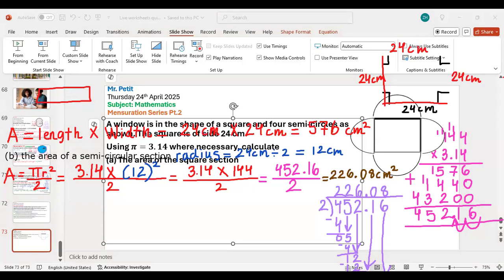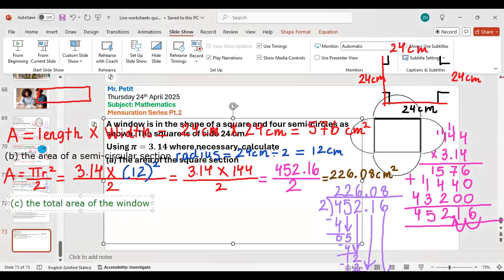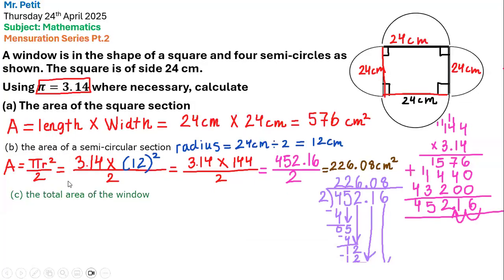The total area of the window. It's going to be the final question, C. We want to figure out what is the total area of the window. When we say total, what does that mean? Everything together. Like, no, I mean what operation? It's a hint for something. Addition. Very good. So when we say total, that means we have to add something.